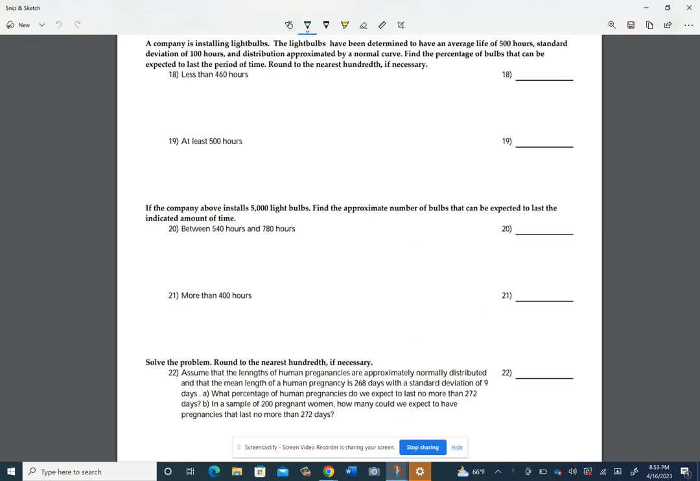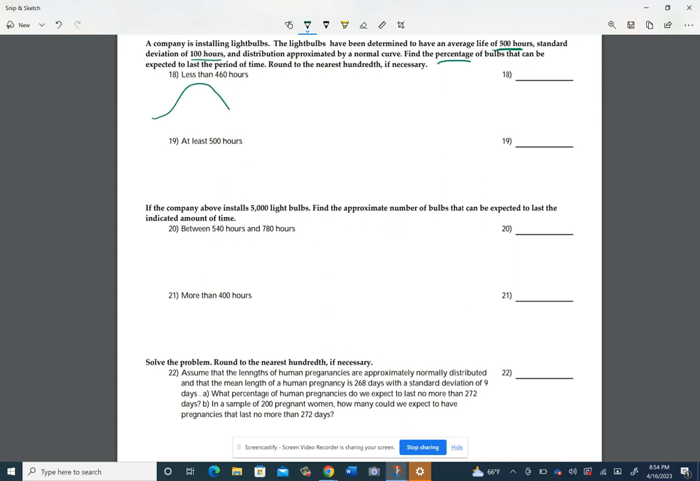So we know this is your X bar, right? That's your mean, or your X bar, and the standard deviation of 100, that's your S. Okay. And we're told the distribution of the lengths of life of these light bulbs is approximated by a normal curve. All right, our job is to get the percentage of bulbs that can be expected to last the given period of time. Okay. So I always like to draw it.